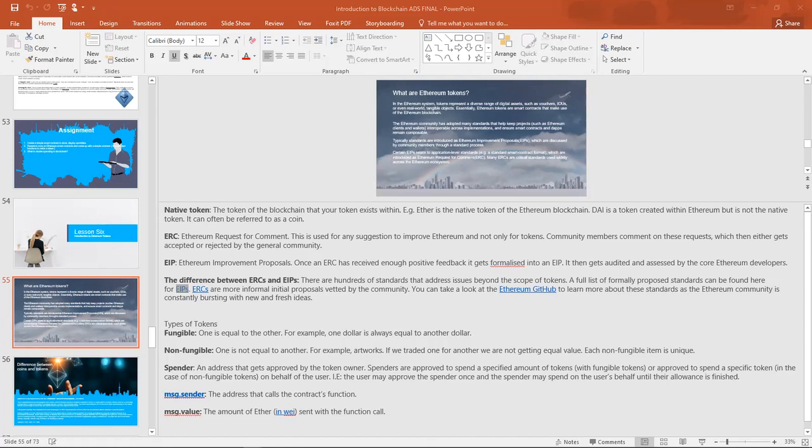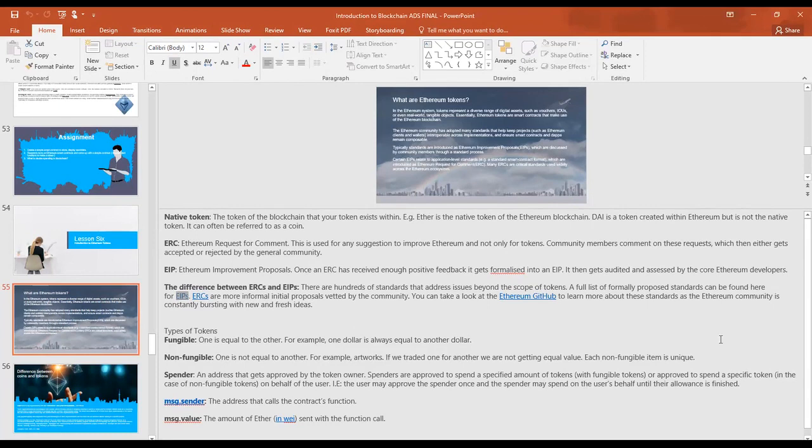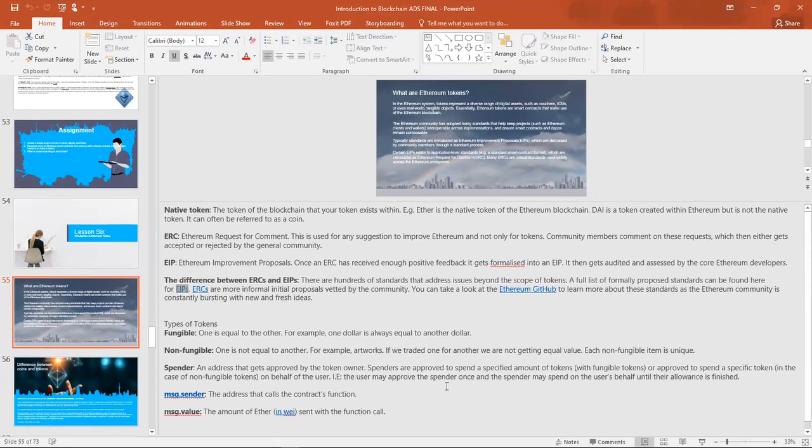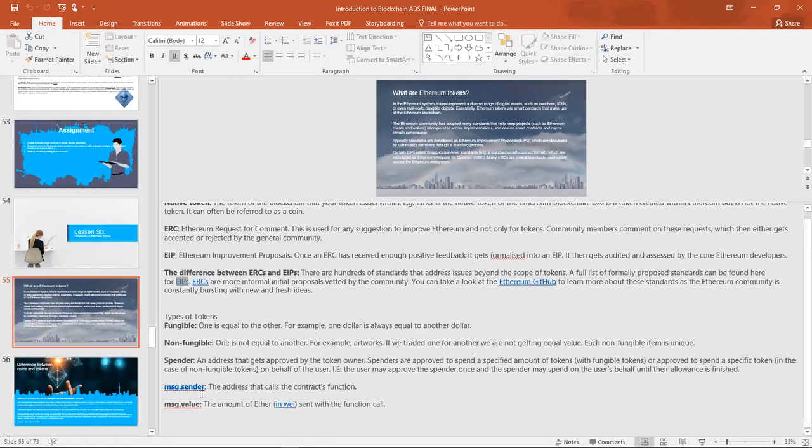So the user may approve the spender once, and the spender may spend on the user's behalf until the allowance is finished. Then we have message.sender. We've talked about message.sender in our previous class, in the smart contract. It is the address that calls the contract's function. And then we have message.value, the amount of ETH in WEI sent with the function call.